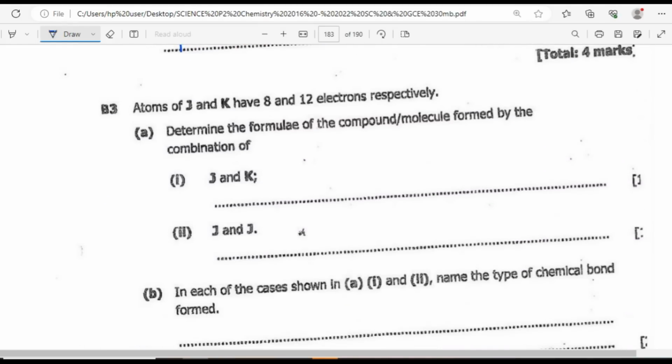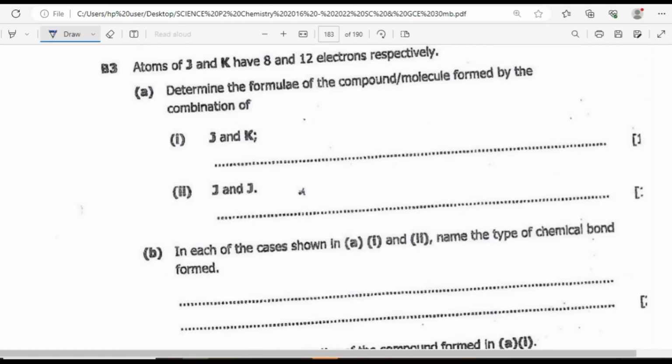Then let's look at the last question here. Atoms J and K have 8 and 12 electrons respectively. So J with 8 is 2,6, K is 2,8,2. So determine the formula of the compound formed by the combination of J and K. So these two have the same valence, so it will just be JK. Now let's begin with K. K is a metal because it has 2 electrons in the outer shell, so we say KJ. Then if JJ, this will give us a diatomic.